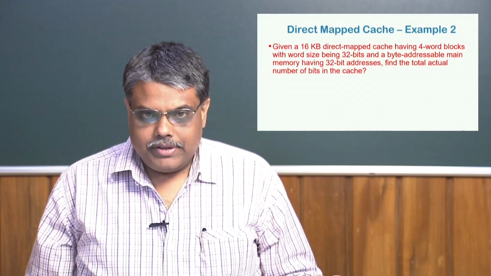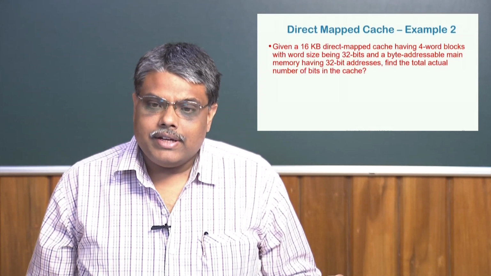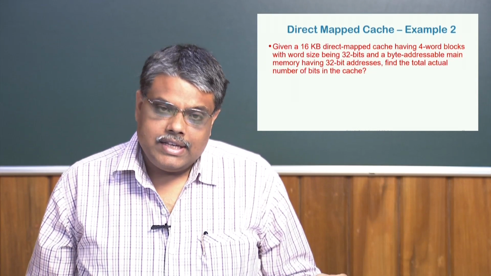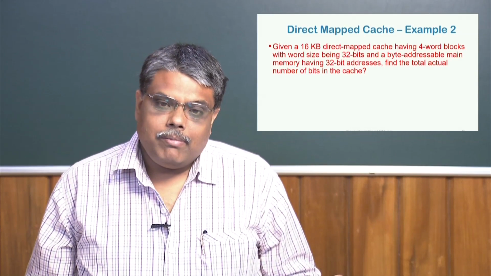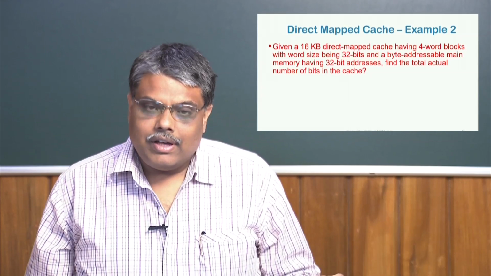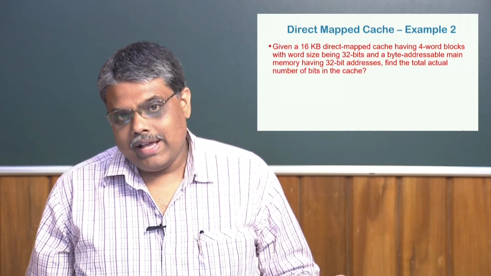Given a 16 KB direct mapped cache having 4 word blocks with word size being 32 bits, and a byte addressable main memory having 32 bit addresses, we need to find the total actual number of bits in the cache. The first important thing to remember here is that line size is given by the number of words in each cache line. However, the number of bits in each line is given by the word itself along with the number of bits represented by the tag as well as the valid bit.